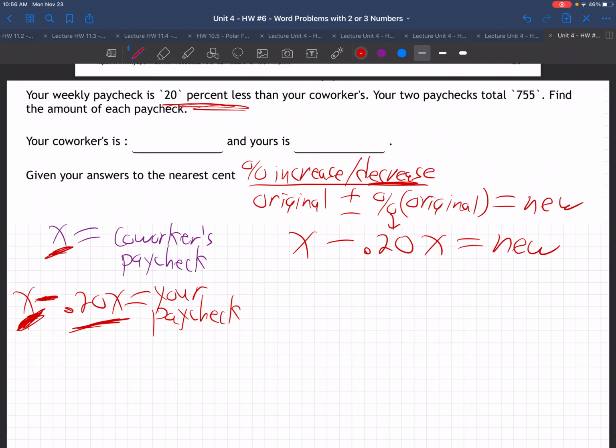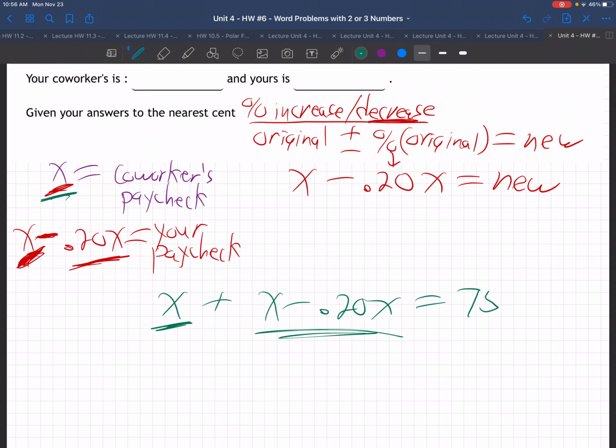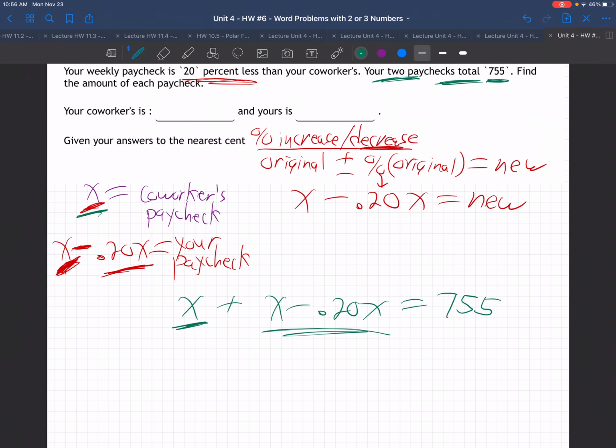So now what does it say? It says that your two paychecks total $755. So that means X, which is your coworker's paycheck, plus X minus 0.20X, that's yours, equals 755. See how I set that up? The two paychecks total 755. They add up to be 755.